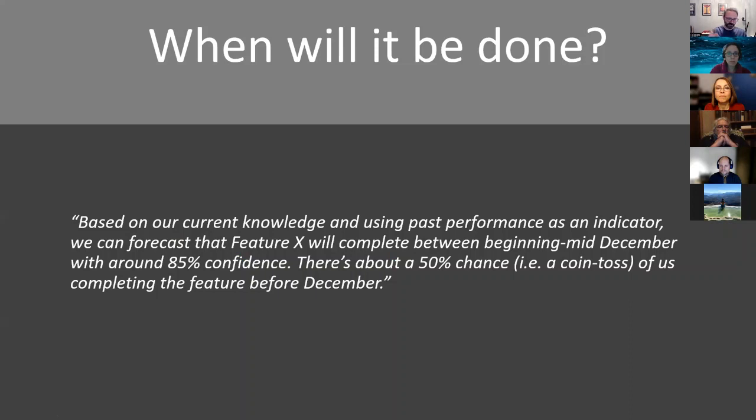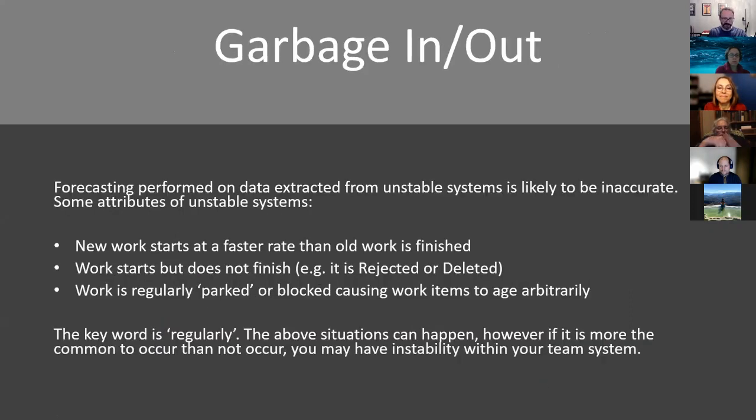So this is the typical kind of reply I will give, lots of safety language here. And it says something like, based on our current knowledge and using past performance as an indicator, we can expect that feature X will complete between the beginning and the middle of December with around 85% confidence. There's about a 50% chance of us completing the feature before December. There's your date range, there's your probability, there's a kitty.